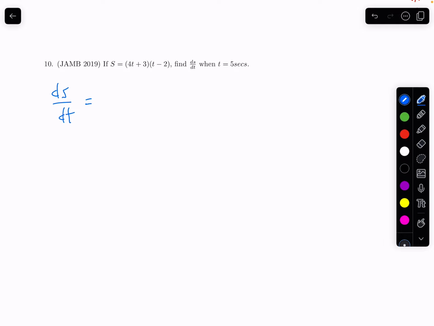distribute. I can just multiply 4t times t and 4t times negative 2, and 3 times t, 3 times negative 2. So let me rewrite my s. My s is going to be 4t times t, which is 4t squared, then minus 8t, then plus 3t, then minus 6. So if I simplify this, I have 4t squared minus 5t minus 6.